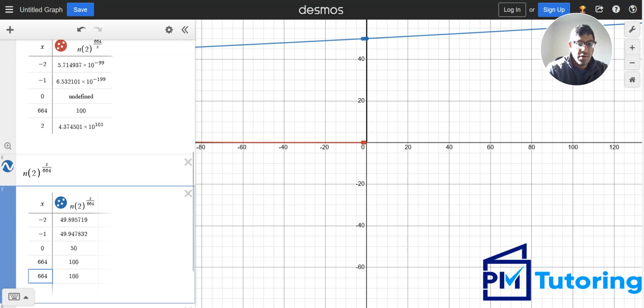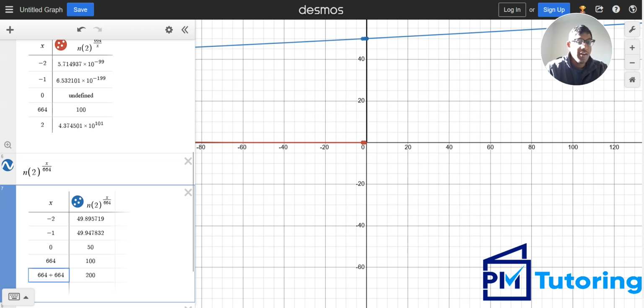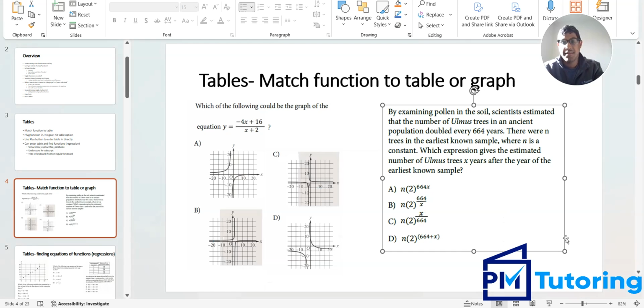Let's try one more just to make sure. So 664 and then another 664. So we could do plus 664, or we could have done 664 times 2. And we can say, hey, that does actually double every 664 years. So our answer is going to be n times 2 raised to the x over 664, which in this case is answer choice C.